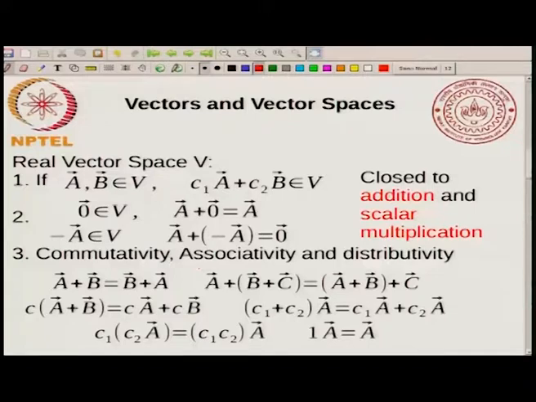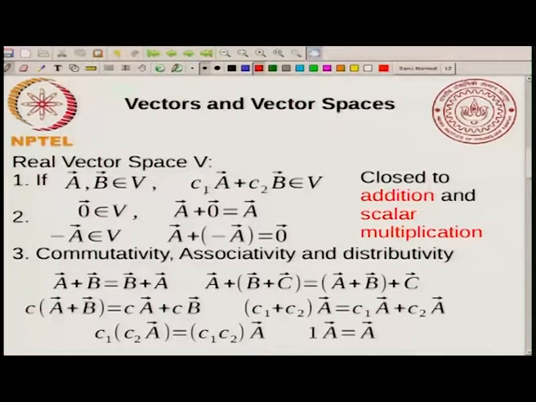You should keep in mind that a space you can think of as a collection of objects. So, a real vector space is a collection of objects called vectors. And what are the properties of vectors? The properties are that if you have 2 vectors A and B which are in this vector space V, then you take a linear combination of them.